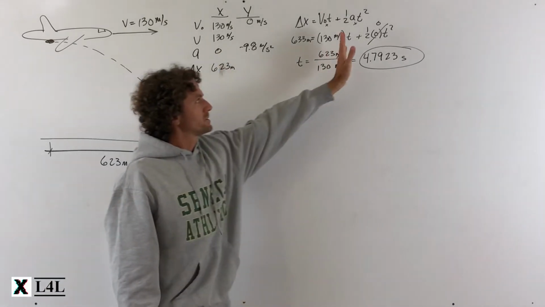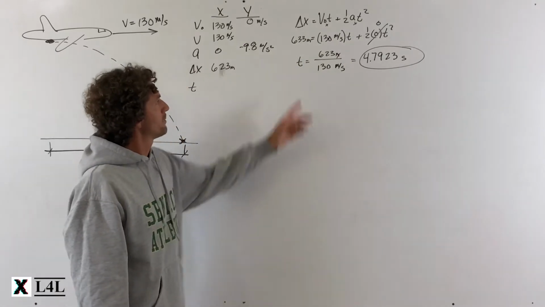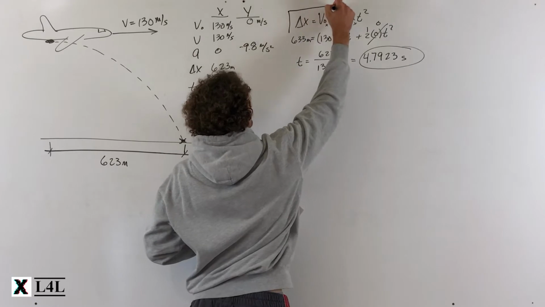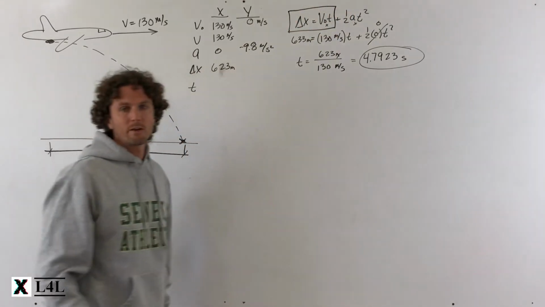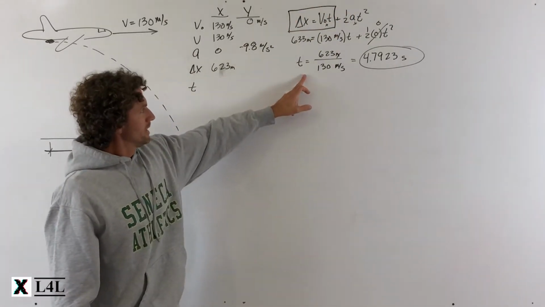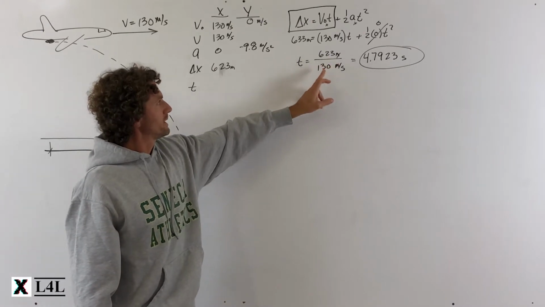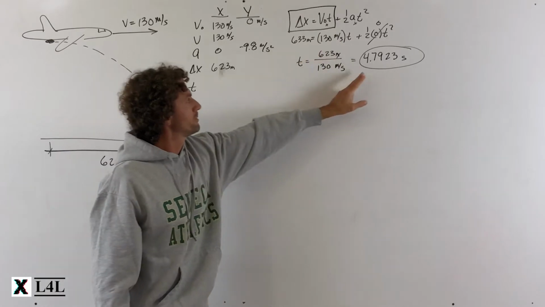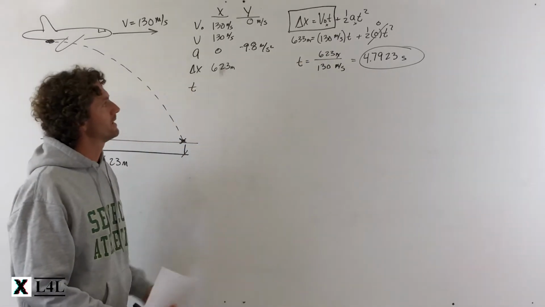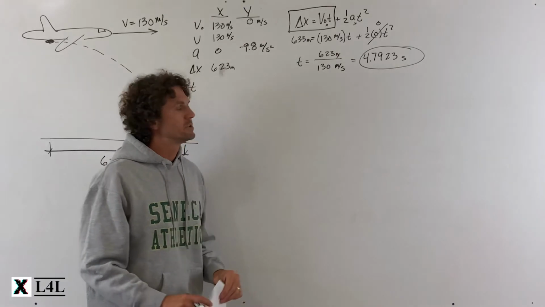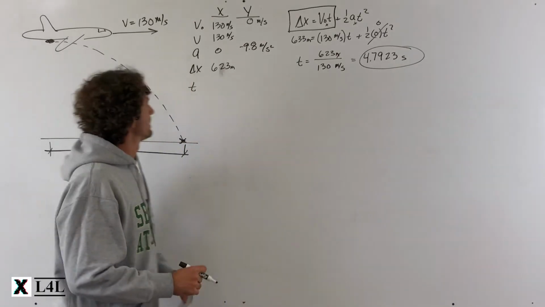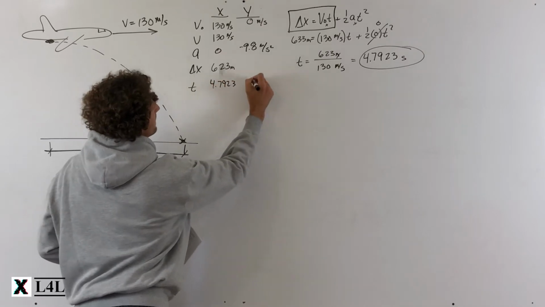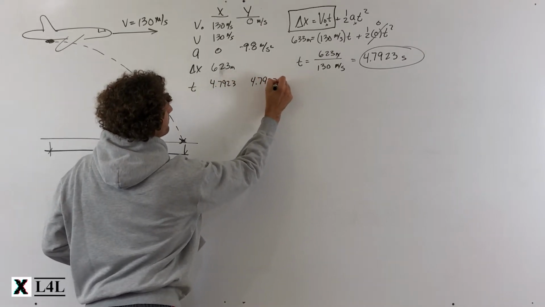So this whole second half of the equation wipes away, and we're left with, as I said before, in the horizontal, only this equation that we need to worry about here. So the time is equal to 623 divided by 130 meters per second. Dividing it over, we find that the actual time in the air is 4.7923 seconds. Okay, so we're going to write that in here, 4.7923. That's going to be the same for both.